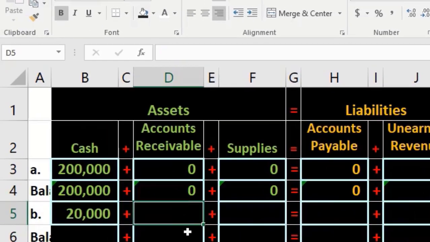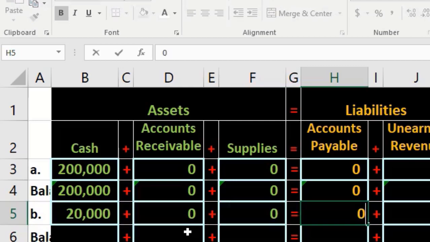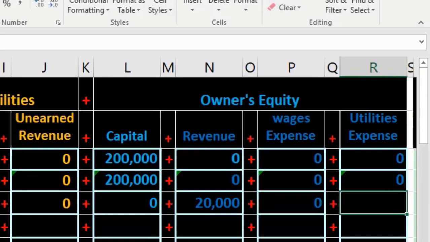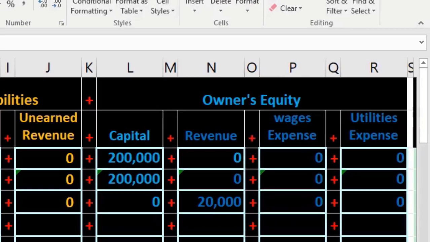I'm gonna go ahead and put in the zeros now for all the other accounts. No other accounts are affected, of course. But we're gonna practice putting zeros in there, just to practice Excel. So I'm in cell D5, zero, tab, tab, F5, zero, tab, tab, H5 is the cell we're in, zero, tab, tab, J5, zero, tab, tab, L5, zero, tab, tab. Then I'm gonna tab, tab to P5, zero, tab, tab, and finally R5, zero, and enter.